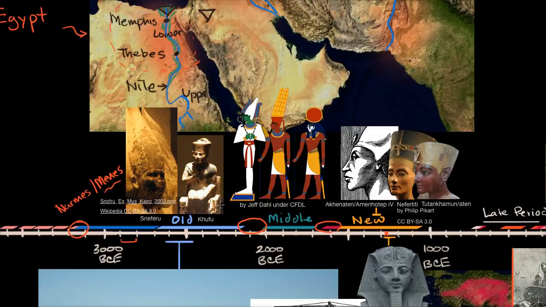Now, the kings are referred to as pharaohs, but as we'll see, that term pharaoh was not really used until we get to the New Kingdom. But I'll refer to the kings as pharaohs throughout this video just to say, hey, these are the Egyptian kings.